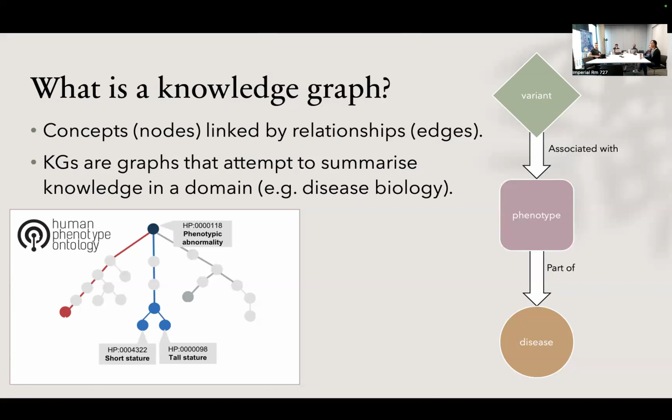They can go one direction, two directions, and they can have different ways of connecting, could be associated with, could be causes, like a variant causes a phenotype if that's known.